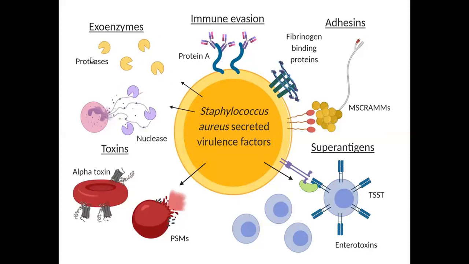Exoenzymes like protease, like hyaluronidase, like fibrinolysin, also toxins, alpha toxins. Look at this page, they destroy the membrane of the erythrocytes. And enterotoxins activate T helpers, and T helpers start to produce a lot of cytokines, and cytokines act like toxins in the human body.